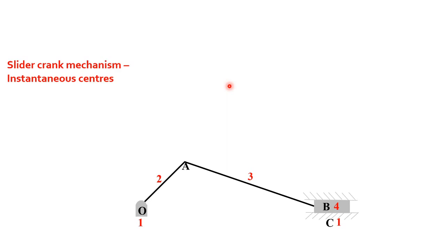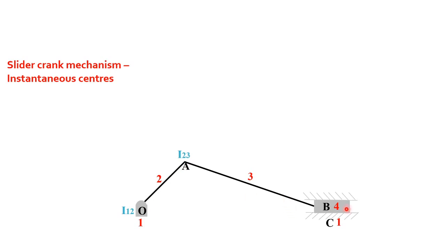Then how will you locate them? Some centers can be located by direct inspection, that you can do. First, here you can see 1 is joined with 2 at point O. Therefore center I12 will be there. Clear, simple. Then 2 and 3 are joined at point A, so I23 will be there.